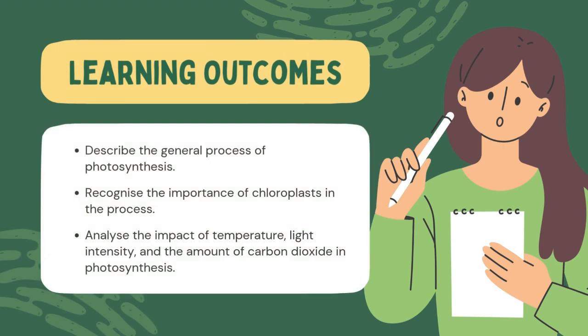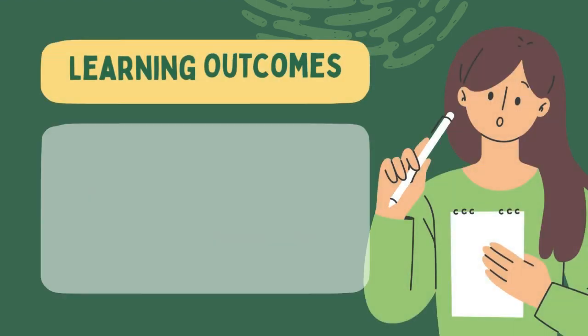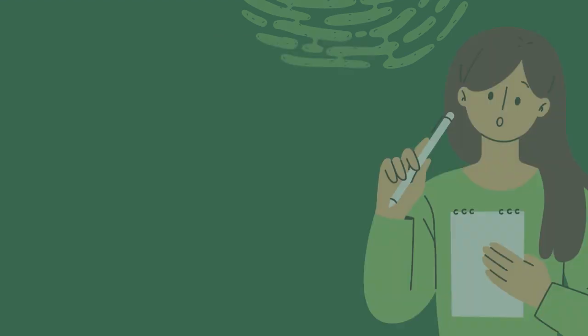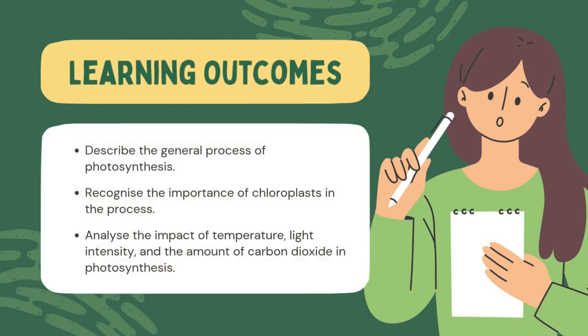Learning outcomes. Describe the general process of photosynthesis. Recognize the importance of chloroplasts in the process. Analyze the impact of temperature, light intensity, and the amount of carbon dioxide in photosynthesis.